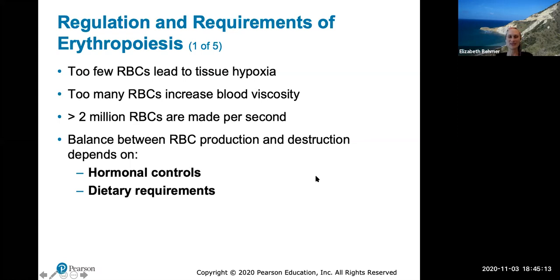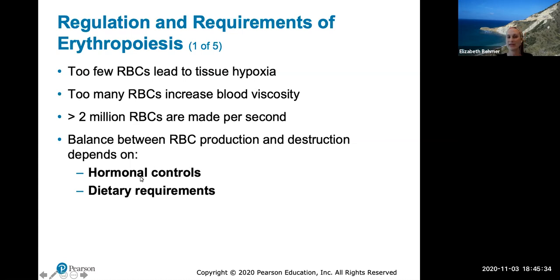Regulation and requirements of erythropoiesis. Too few red blood cells lead to tissue hypoxia, and too many red blood cells will increase blood viscosity or the stickiness. More than 2 million red blood cells are made per second, and the balance between red blood cell production and destruction of red blood cells will depend on hormonal controls.